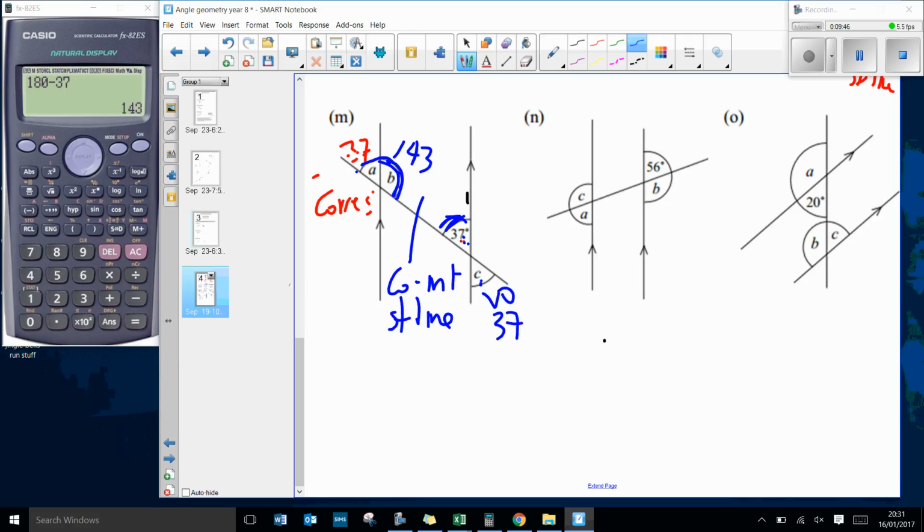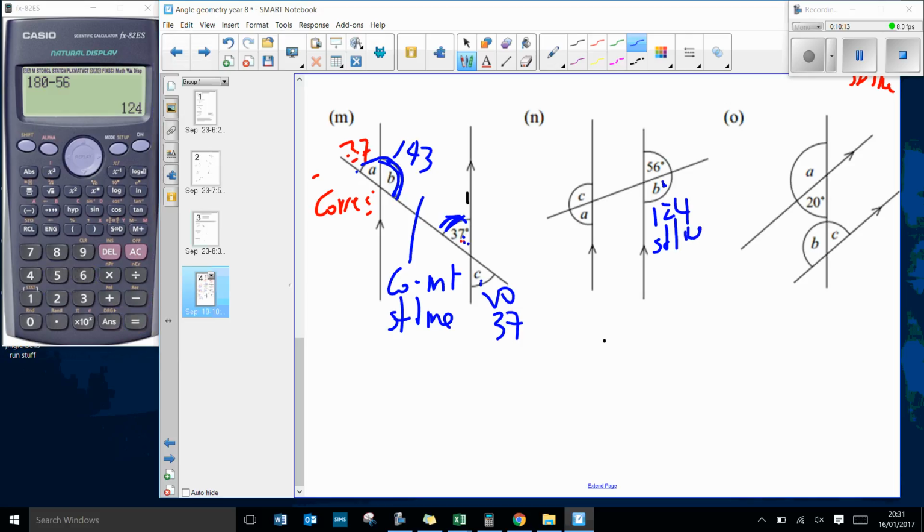Here we have 56 and E. I would probably find B first. So we would do 180 subtract 56 gives 124 on that straight line.